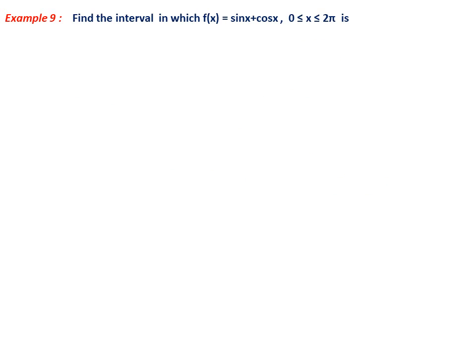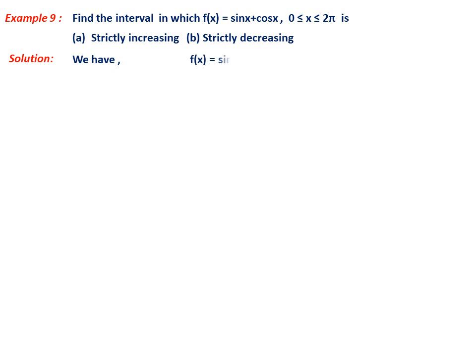So next, example 9. Find the interval in which f of x equal to sin x plus cos x, where the given interval is 0 to 2 pi, is strictly increasing or strictly decreasing. 0 to 2 pi means all the four quadrants, first, second, third, fourth quadrant. So the procedure is the same. We have the function f of x equal to sin x plus cos x. What is the condition? f dash x first we have to find. So f dash x will be cos x minus sin x.